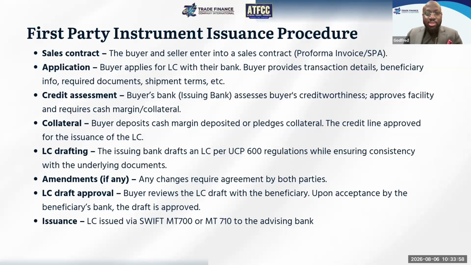Before that is done as well, the client will have to place cash cover or collateral with the bank for the bank to fall back on as security to make payments on their behalf. So there is the collateral element here. The buyer deposits cash margin or pledges collateral, and then the credit line will be approved. So in a first party instrument issuance process, the most important thing before the bank of the buyer or the client approves the credit line is that the client needs to place cash cover or pledge collateral to the bank.